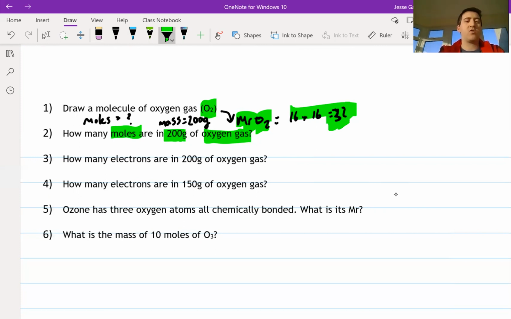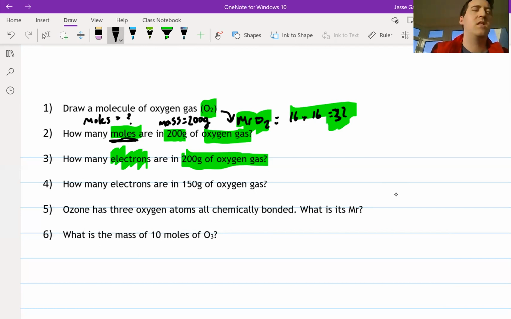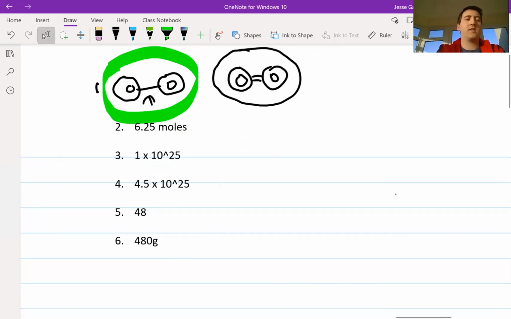How many electrons are there in 200 grams of oxygen gas? Well, you just worked out how many moles you had. So using your answer from number 2, you know you have however many moles, then you can work out how many atoms you have of oxygen, or how many molecules you have of oxygen, and then work out the number of electrons from there. I know that's a little bit more complicated, so maybe I'll step you through that one. Let's have a look. Here are the answers.